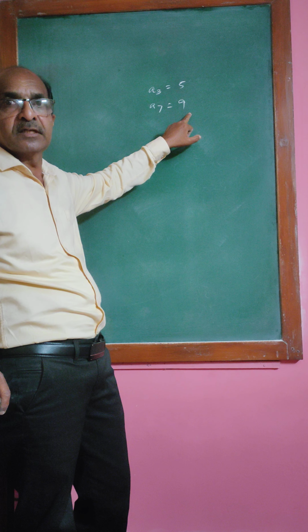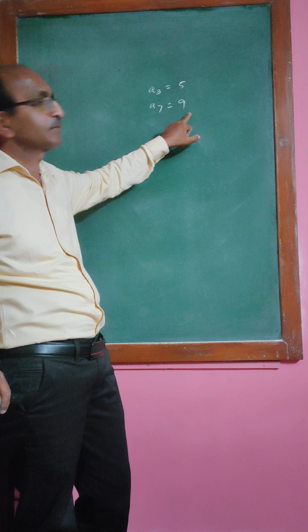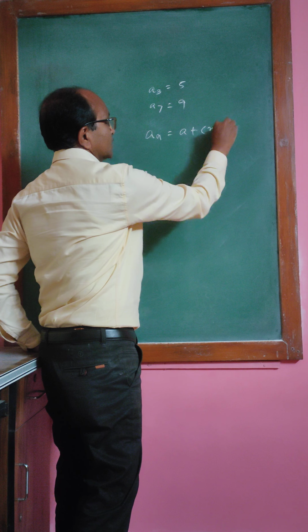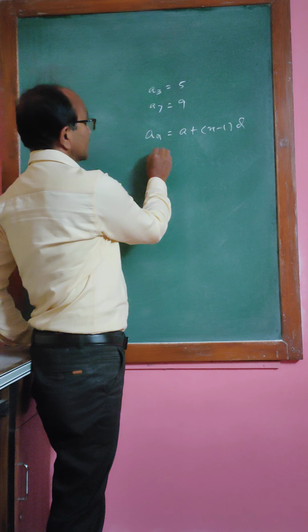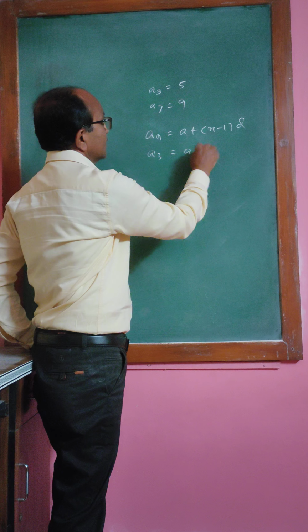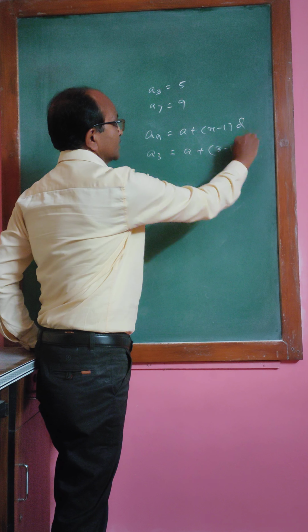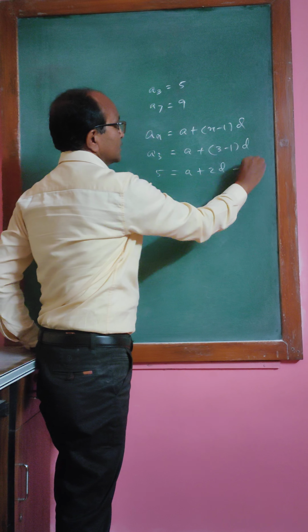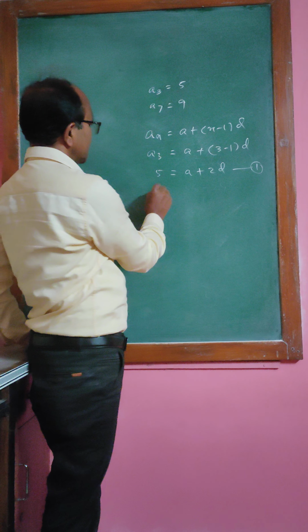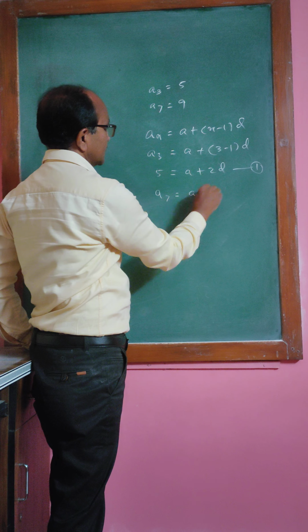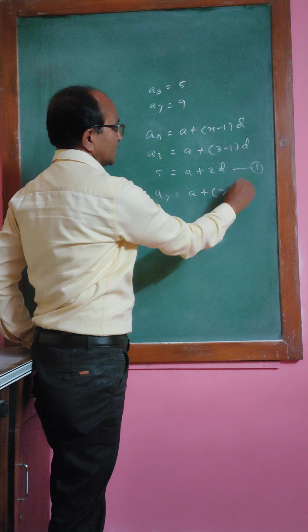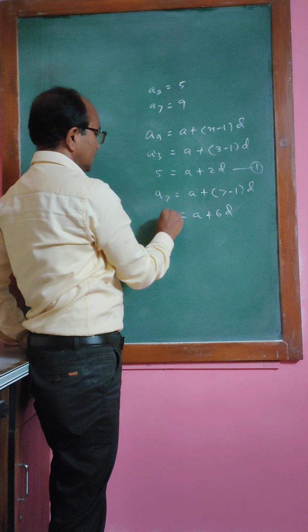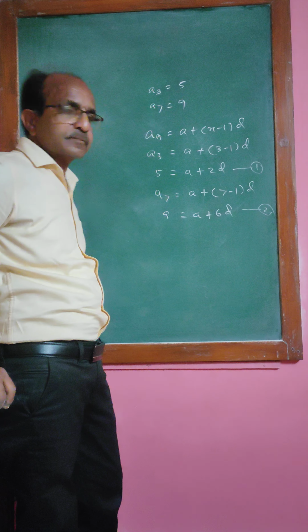We have to find first the first term a, then the common difference. Using the formula a_n is equal to a plus n minus 1 into d. Given data: a3 is equal to a plus 3 minus 1 into d. a3 is given 5, so a plus 2d equals 5. Equation number 1. Similarly, a7 is a plus 7 minus 1 into d, a plus 6d. a7 is given 9. Equation number 2.